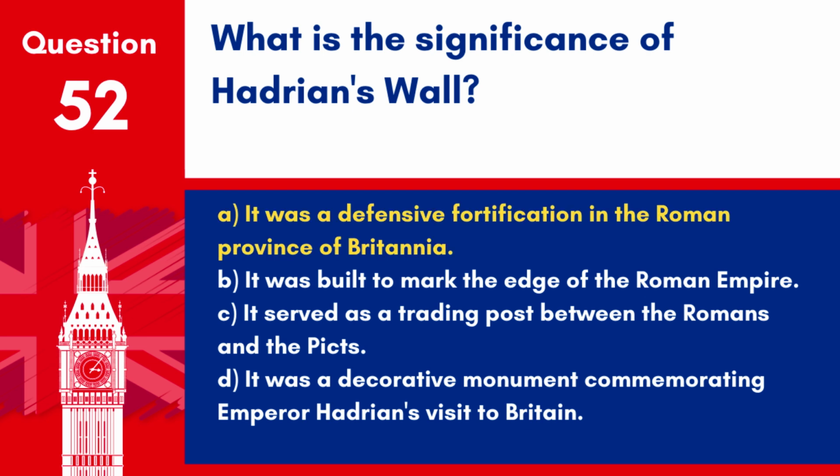Answer: A. It was a defensive fortification in the Roman province of Britannia. Hadrian's Wall was built by the Romans under the orders of Emperor Hadrian to protect the northern boundary of the Roman Empire in Britain from hostile tribes.